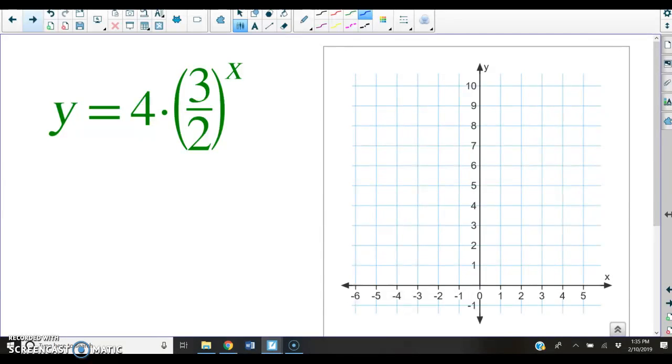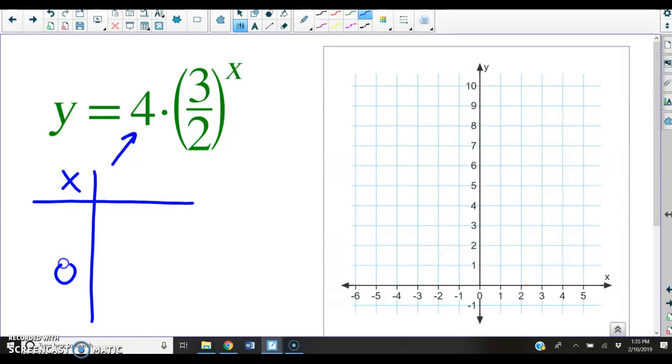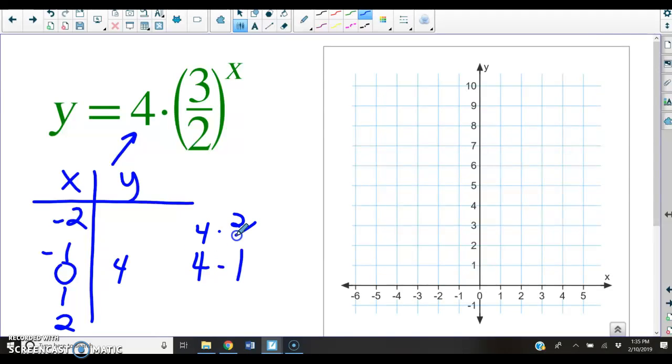Okay? Here's an example. Now I put a 4 in there. That's going to mess up my chart a little bit. Okay? So when I put 0, 1, 2, -1, -2 in, anything to the 0 is 1, but I've got to take 4 times that 1. -1 reciprocals it. So 4 times 2/3, that would be 8/3. Down here, I'm sorry, I should have done this one first. 4 times 3/2, that will become 12/2 or 6.